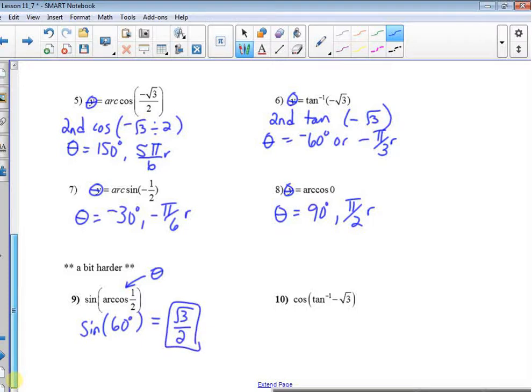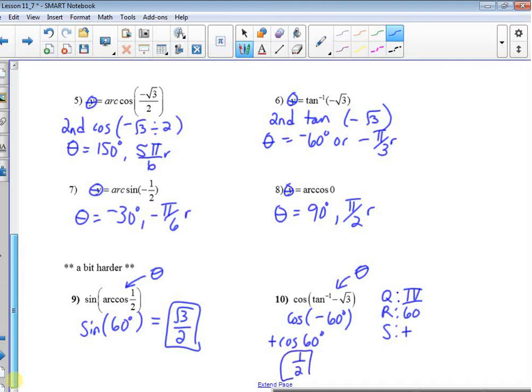And then this is the angle whose tan is negative radical 3. Well, that was negative 60 from up above. So the cosine of negative 60, I'm going to QRS that. That's in quadrant 4. The reference angle is 60. The cosine is positive. So cos of negative 60 is equal to positive cos 60, which is positive 1/2. And so that's how you would go about doing those.